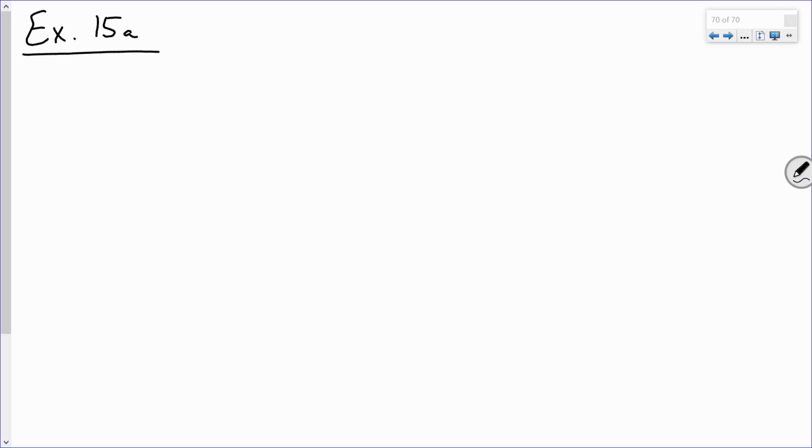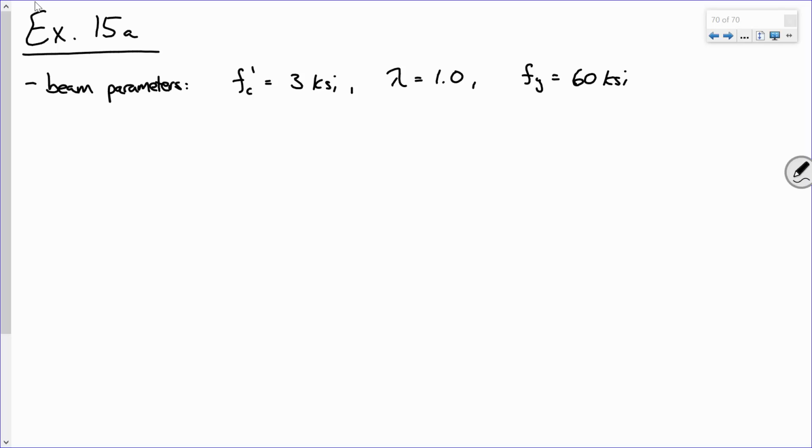Okay. All right. So let's look at 15A. Let's start listing a couple things. You all have the dimensions in front of you, so I'm not going to completely repeat everything, but a couple things I want to write out. We've got f'c is 3 ksi. We've got lambda is 1. And we've got fy is 60 ksi. Okay? Now, we've got number 8 bars.